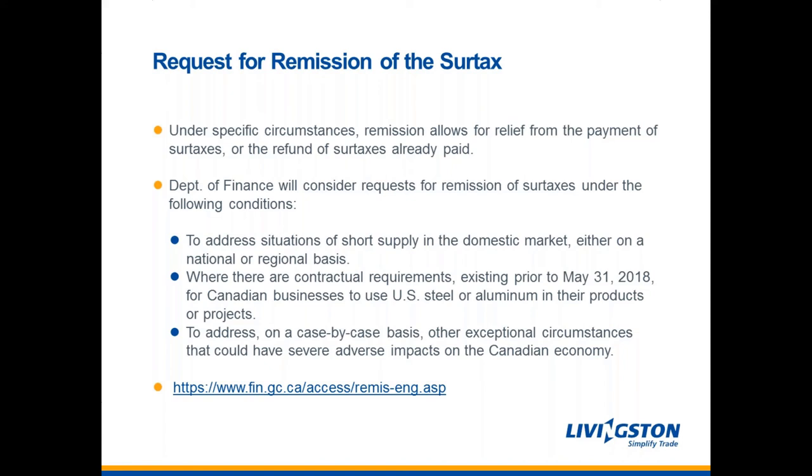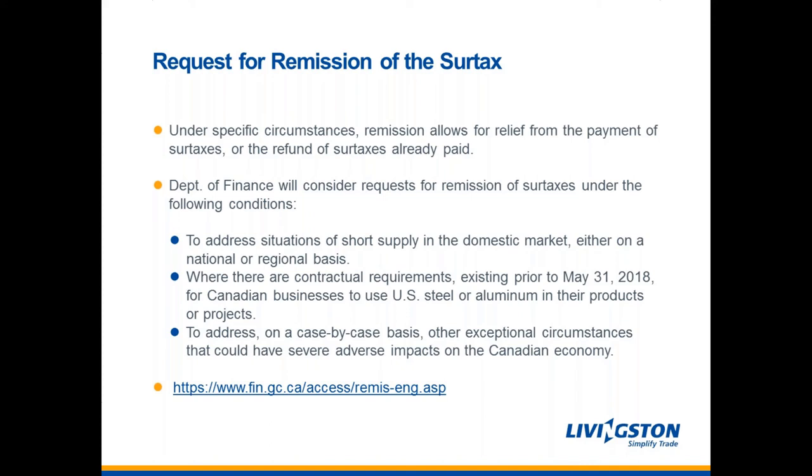If there was any contractual agreement that existed prior to May 31st for a Canadian business to use U.S. steel or aluminum products in their projects, then they might grant you a remission. We had a client that was building a bridge between Canada and the U.S. West, and the contract was prior to the 31st, and they've made application for a remission. I'm pretty sure they're going to end up getting it. And then they have case-by-case exceptional circumstances that may have a drastic impact on the Canadian economy.